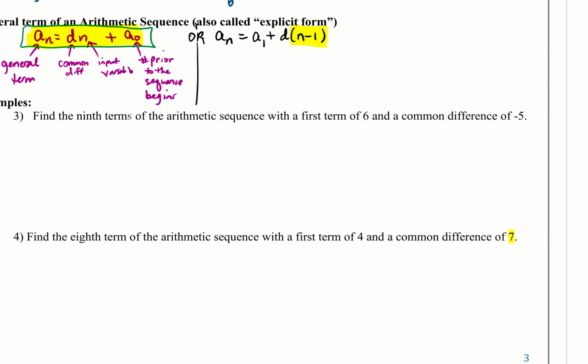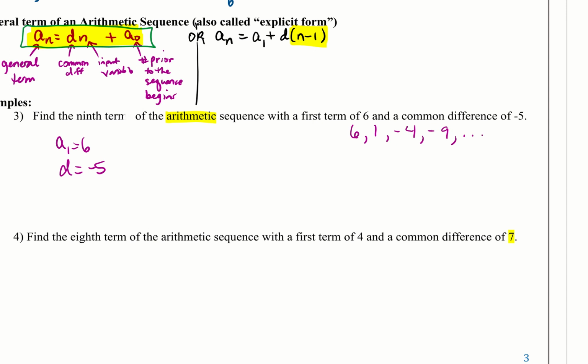Sorry, little typo there. The 9th term of the arithmetic sequence. That keyword arithmetic lets us know that we could use this general term, where the first term is 6 and the common difference is -5. So a sub 1 is 6, and the common difference here is -5. So if I think about this expression, this would be like 6, and then keep going down by 5 each time. So it would look like that.